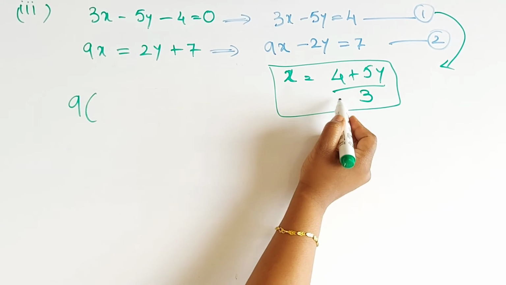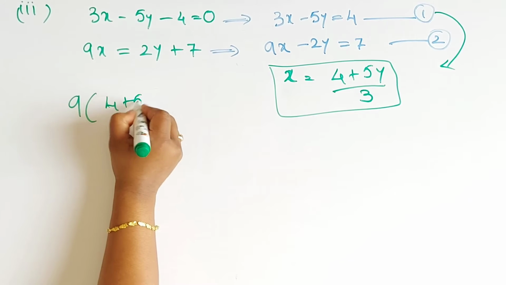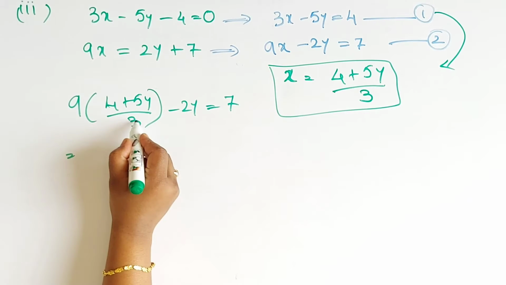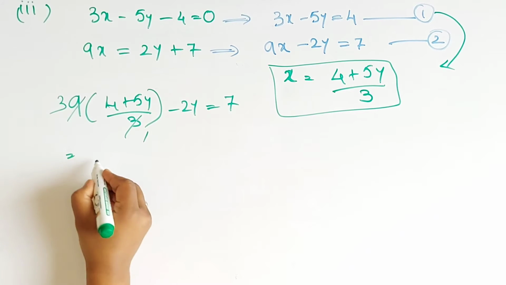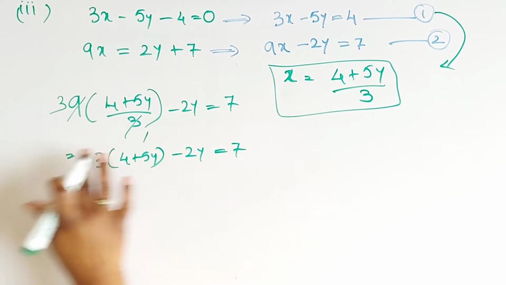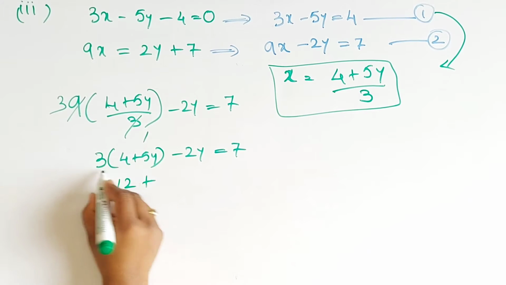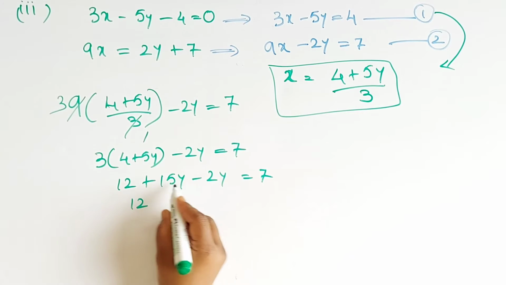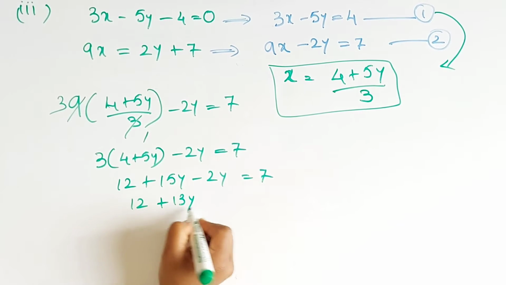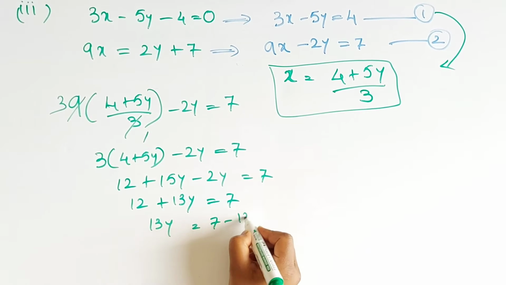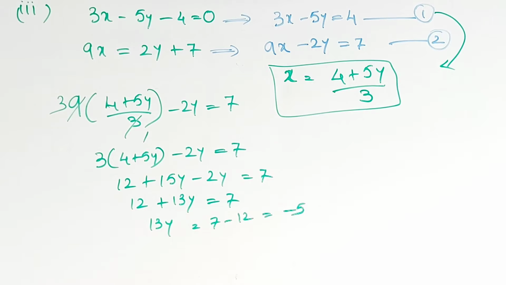9 into x. X means (4 plus 5y) divided by 3, minus 2y equal to 7. Here 3 1s are 3, 3 3s are 9. Now 3 into (4 plus 5y) minus 2y equal to 7. 3 4s are 12 plus 3 5s are 15y, minus 2y equal to 7. Now 12, 15y minus 2y, 13y equal to 7. 13y equal to 7 minus 12, equal to minus 5. Now y equal to minus 5 by 13.